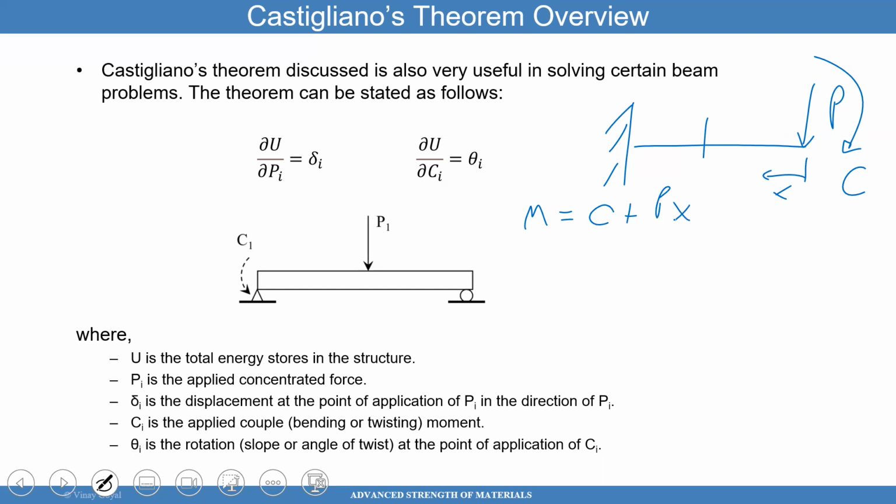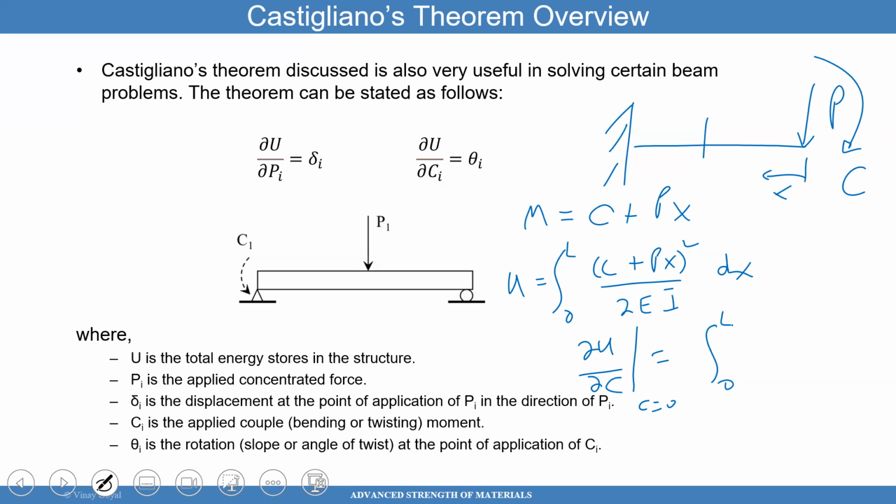Ready? Next. What is next? U equals the integral from 0 to L of (C plus Px) squared over 2EI dx. Partial of U with respect to what? What I'm interested in, the slope? C. So partial C, at C equals 0.